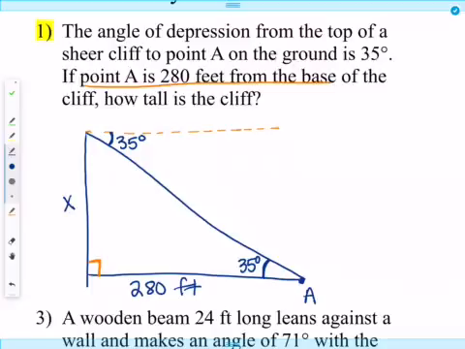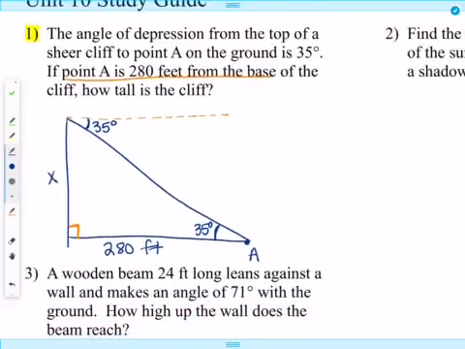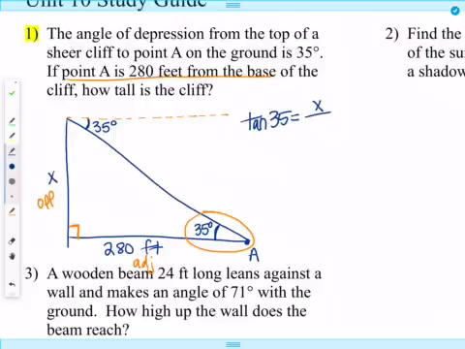Because you have a right triangle, you can use your trig here. I'm going to label my X as my opposite because it's opposite from that 35 degrees. The 280 is going to be my adjacent. And so this tells me that I want to use tangent of 35 equals your opposite, which is X, over your adjacent, 280. To solve this, all we have to do is multiply by 280 on each side. And now we can just put that into our calculator.